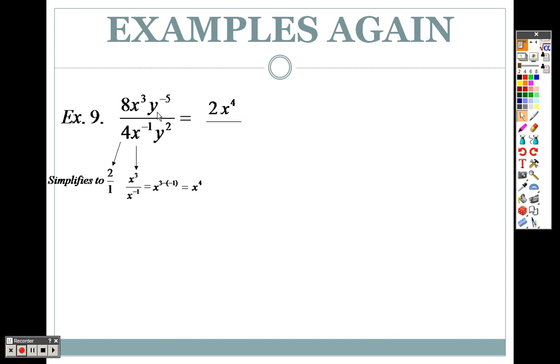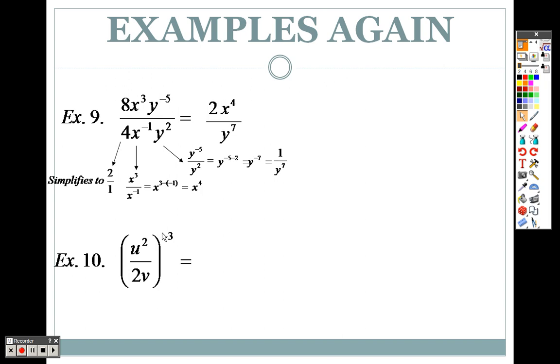Look at the y's. Y to the negative 5 and y squared. Still go through the motion, still subtract. Negative 5 minus 2, you get y to the negative 7th. Which one's bigger, the 2 or the negative 5? Well, the 2 is, and the 2 is on the bottom, which means the y's are on the bottom. So it'll be y to the 7th on the bottom. And there's your answer.